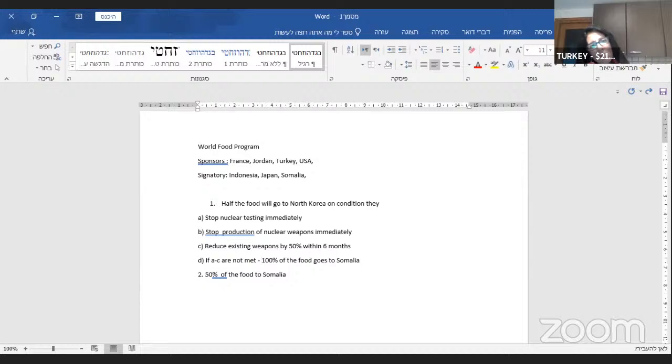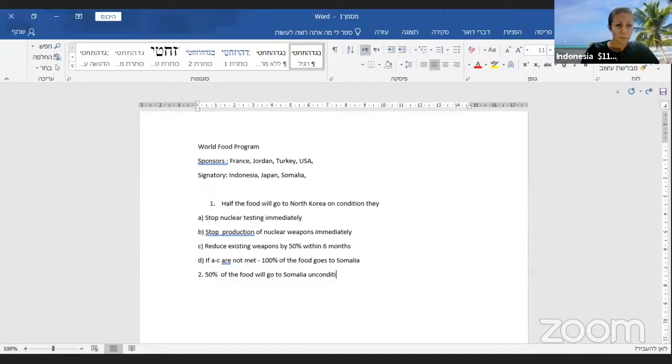2: 50% of the food will go to Somalia. Unconditionally. Unconditionally? Think so? Yeah, unconditionally. That's good. That's right. Yeah. So we made it.